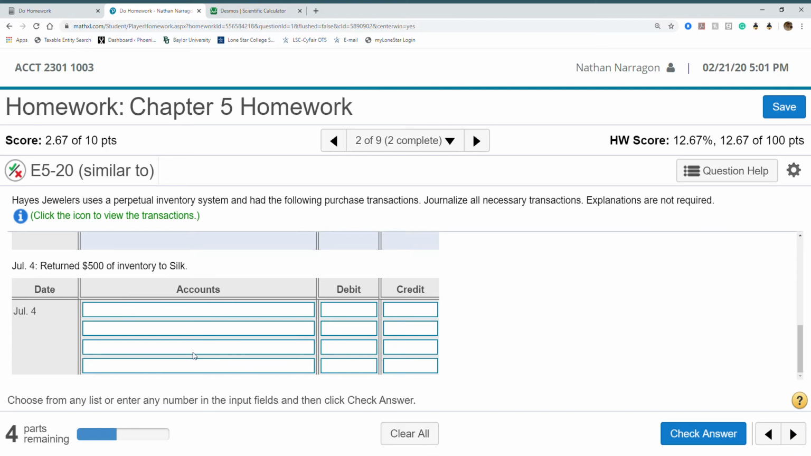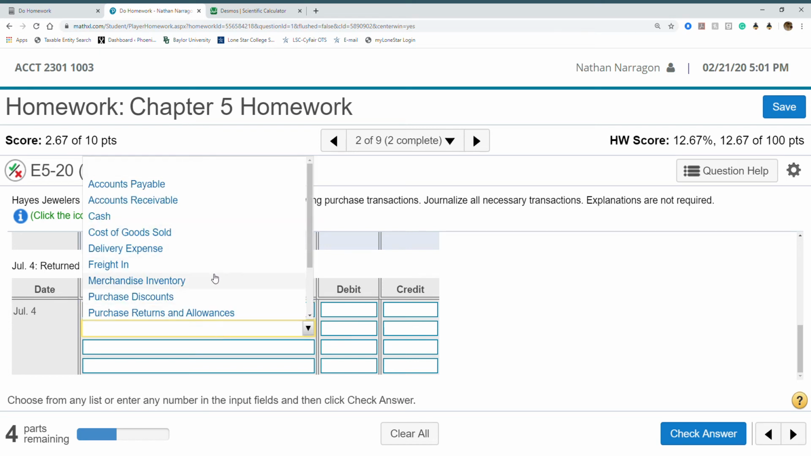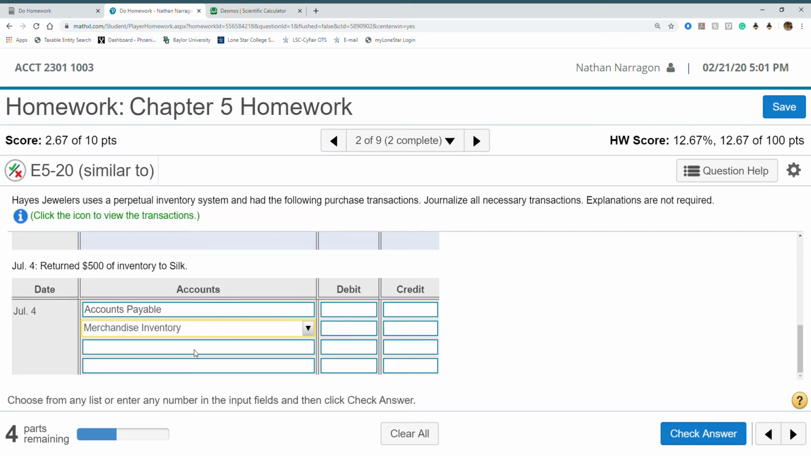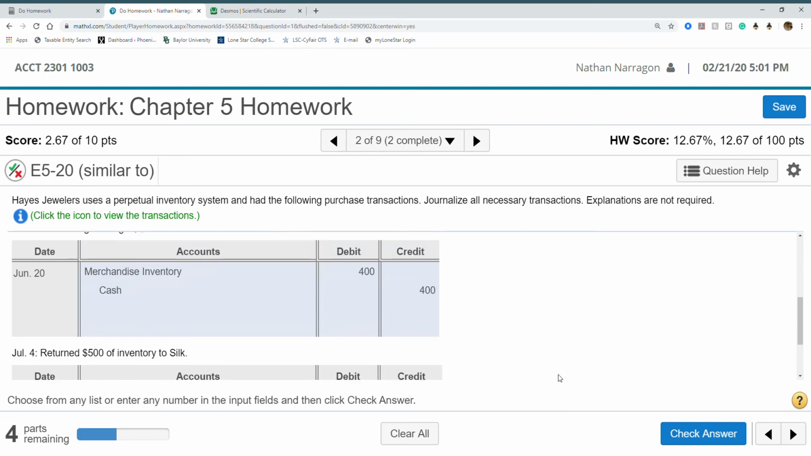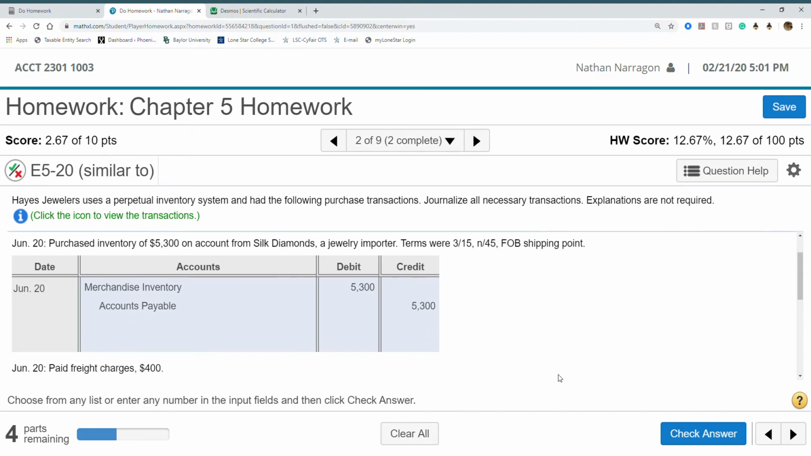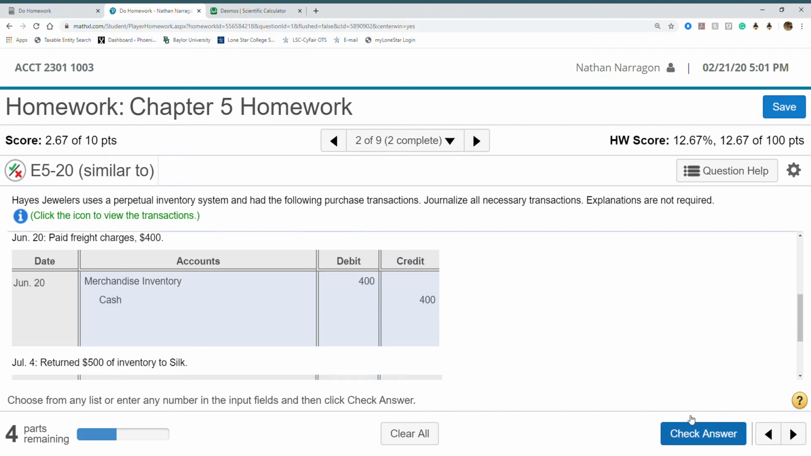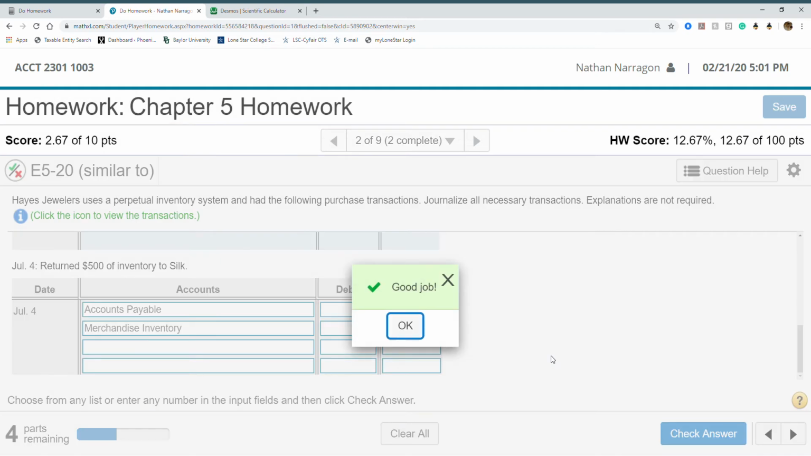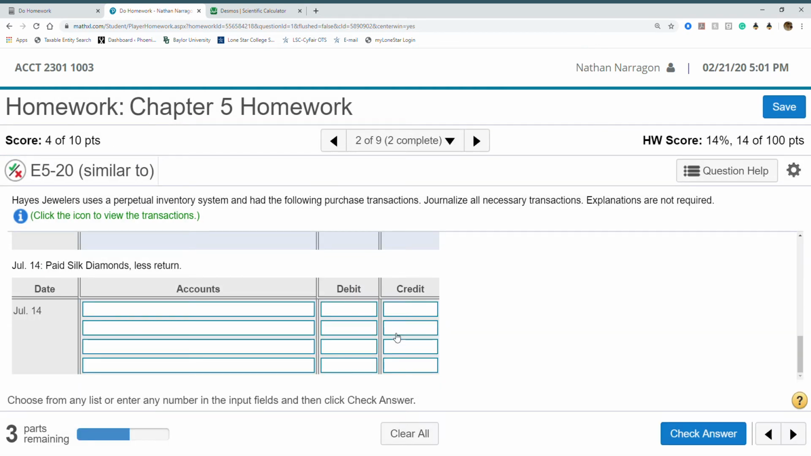Okay, next is the return. So, again, accounts payable and merchandise inventory. Because again, we no longer owe that $500. We've returned it back. And of course, we don't have our merchandise anymore. So, when it's the buyer, it's always a flip. Once you start getting used to these, it becomes a lot easier. Alright.